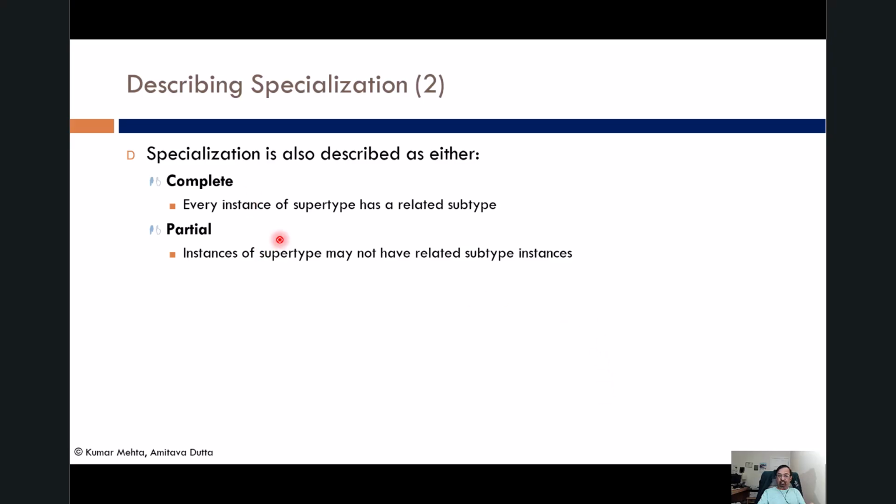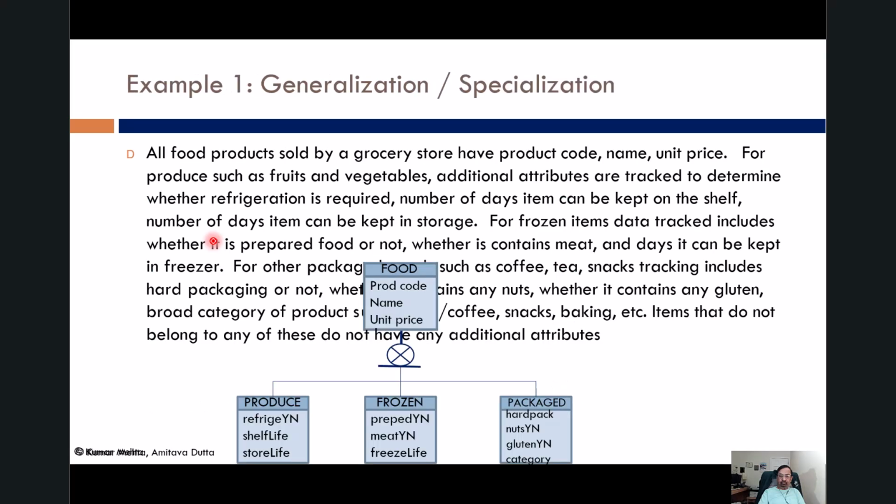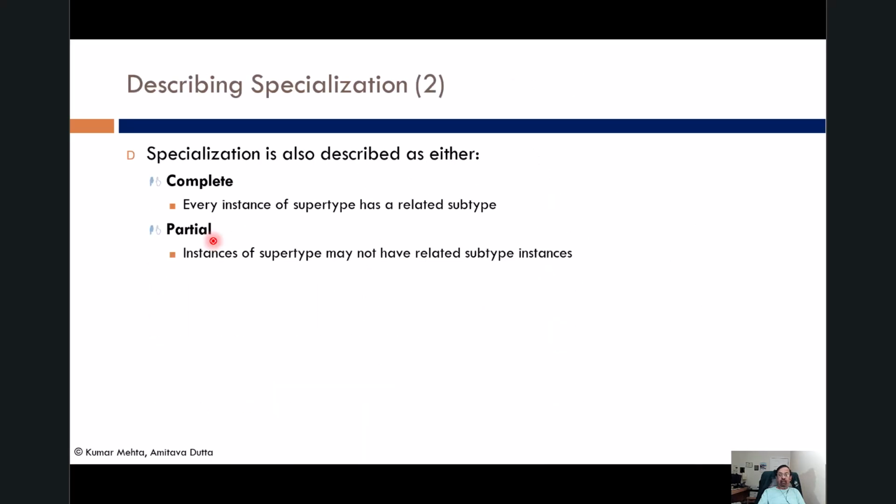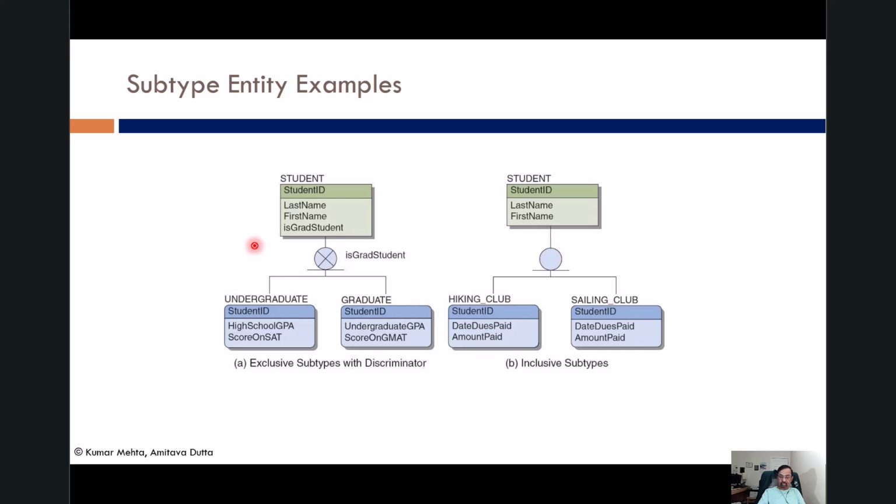That is, specialization can be either complete or partial. So what do we mean by that? Complete means that every instance of a supertype has a related subtype. Partial means an instance of a supertype may not have related subtype instances. So that's a fancy way of saying something that we all understand.